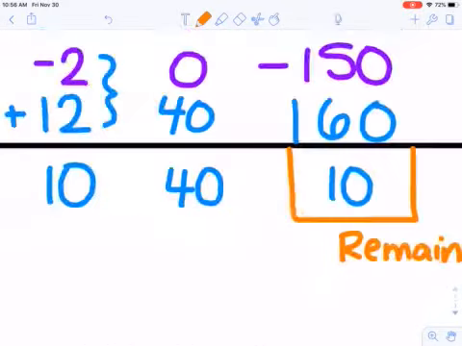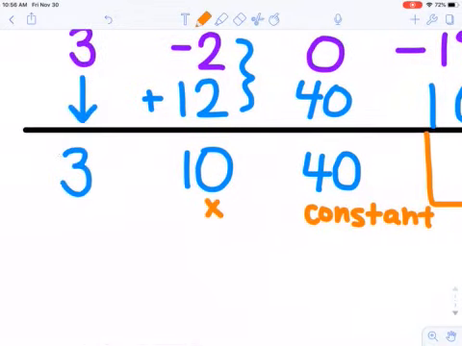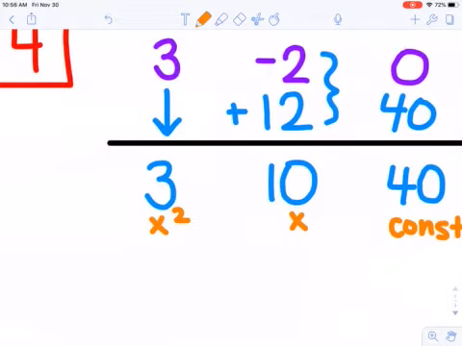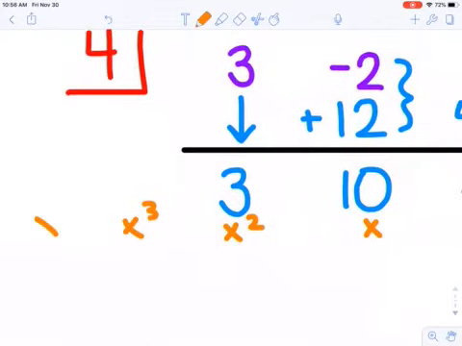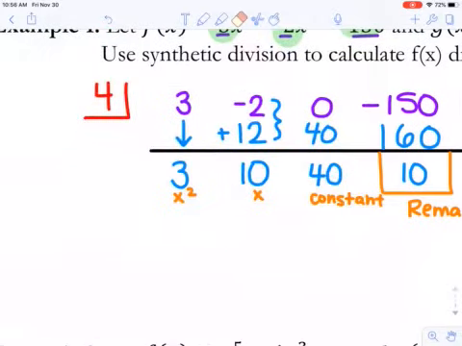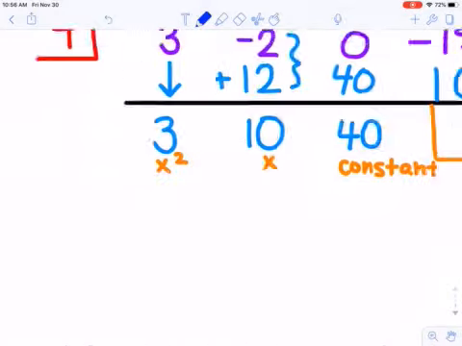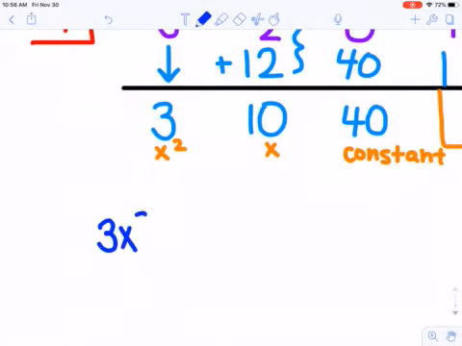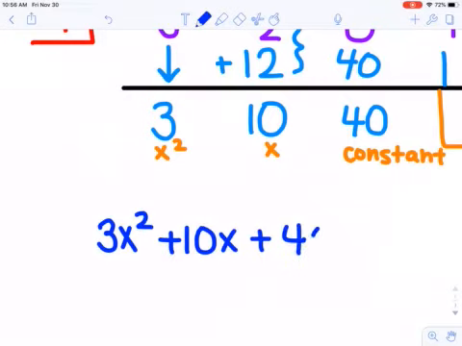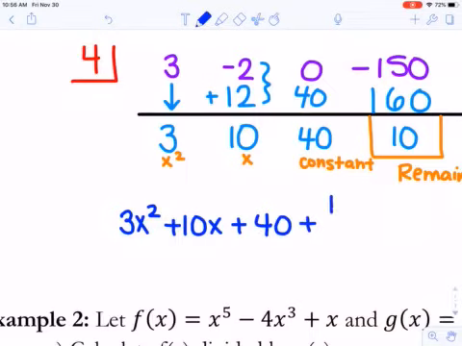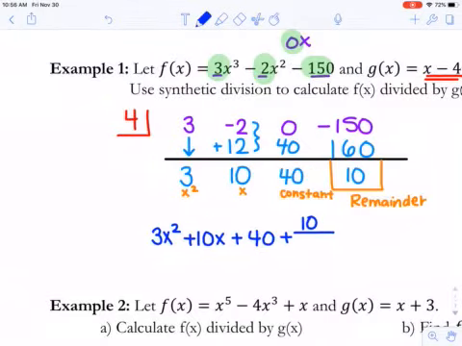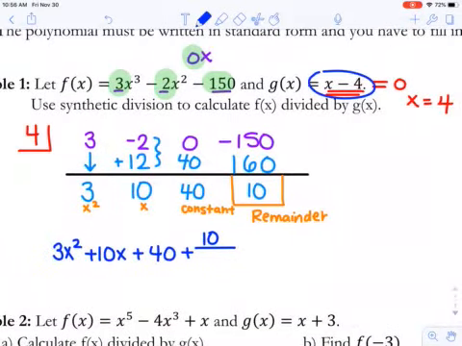The second to last is always going to be the constant. And then you just work your way backwards. This is going to be the x term, and this is going to be the x squared term. If there was something else, it would be x cubed. If there was something before that, it would be x to the 4th. You just work your way backwards. So then you write out your final answer, which is 3x squared plus 10x plus your constant, which is 40, plus your remainder, which you still put over the factor from the original problem.